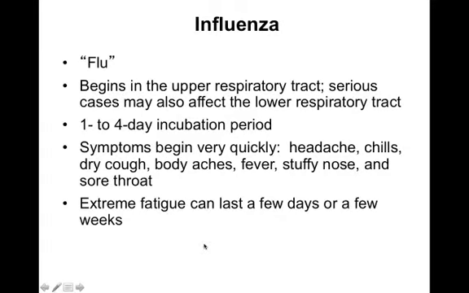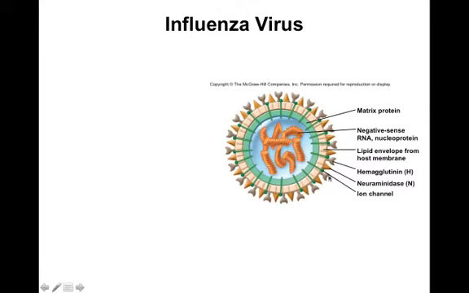And it's actually a big hamper on our economy. We lose billions of dollars a year because of influenza by preventing people from going to work and completing their jobs. So influenza, this is what it looks like. The most unique thing about influenza is that it has a segmented RNA genome.